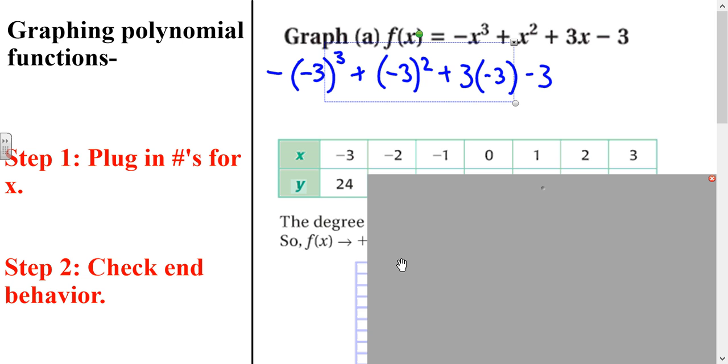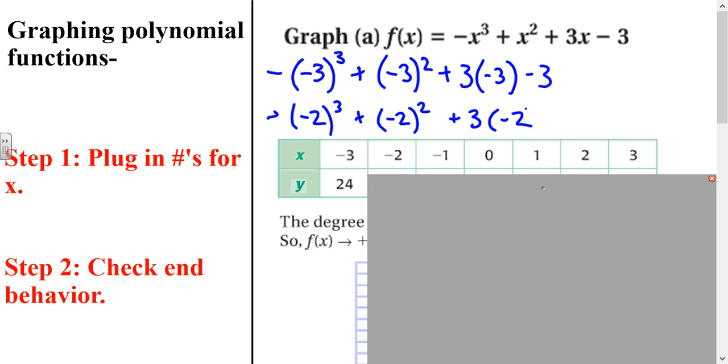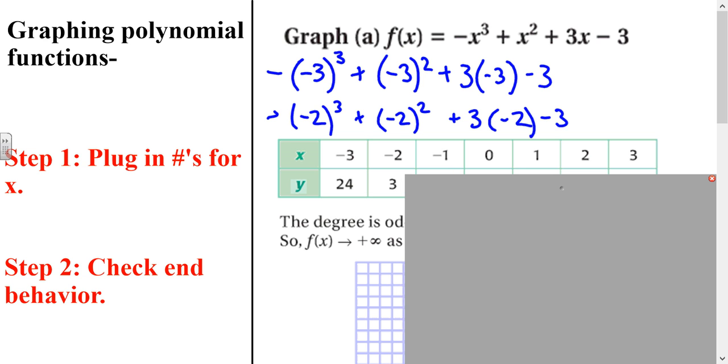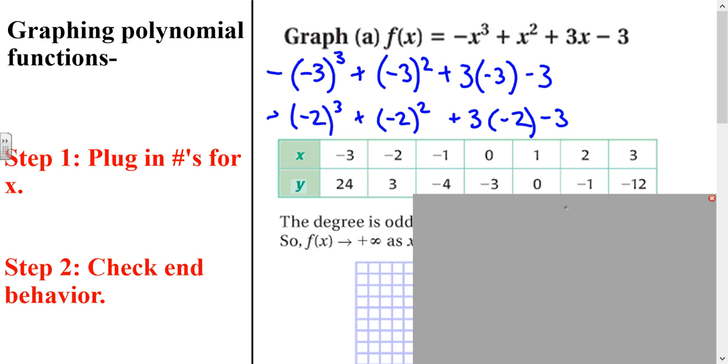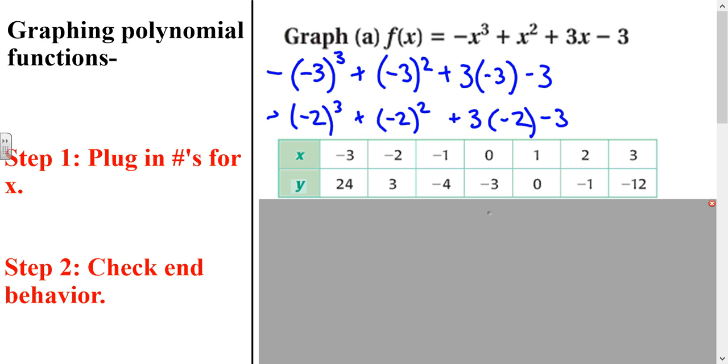Then I would repeat the process, and I would plug in negative 2. So I have negative 2 cubed plus negative 2 squared plus 3 times negative 2 minus 3. You can work this out, or you can just use your calculator. And we get 3. Okay, and if we continue this process, these are the answers you would come up with, plugging in numbers from negative 3 to positive 3 for x.